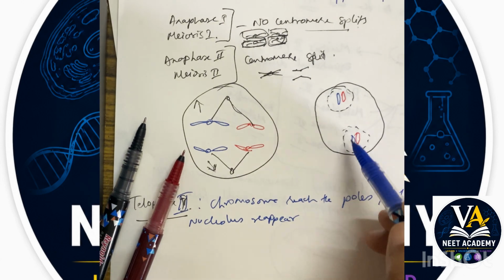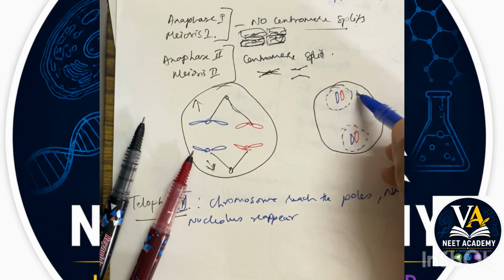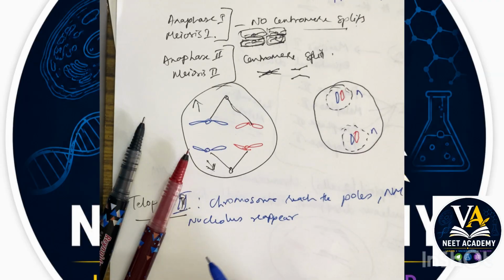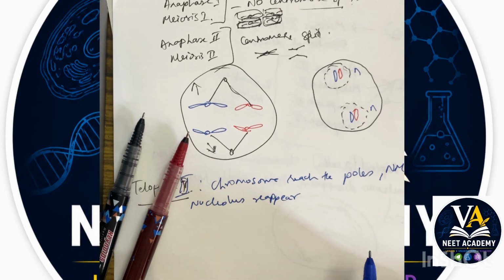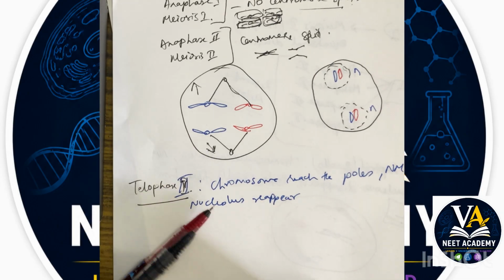Here each cell has received the same number of chromosomes. The chromosome number is the same because the sister chromatids have separated. So N is equal to N. This is why it is called the equational division. Clear? After telophase, what happens?